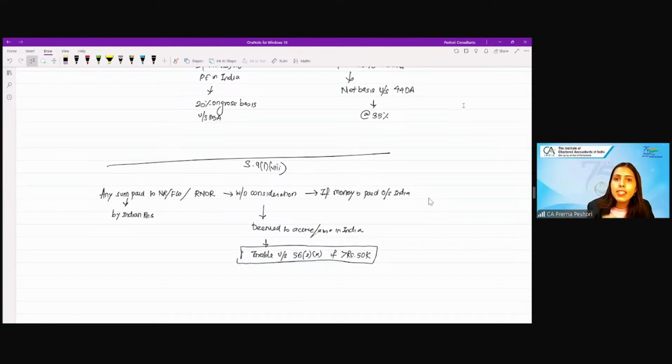So now in case, let's say students, we receive any kind of property which is other than money, which is given outside India. Now see, other than money, in case you receive in kind any property, that will not have any linkage to India.